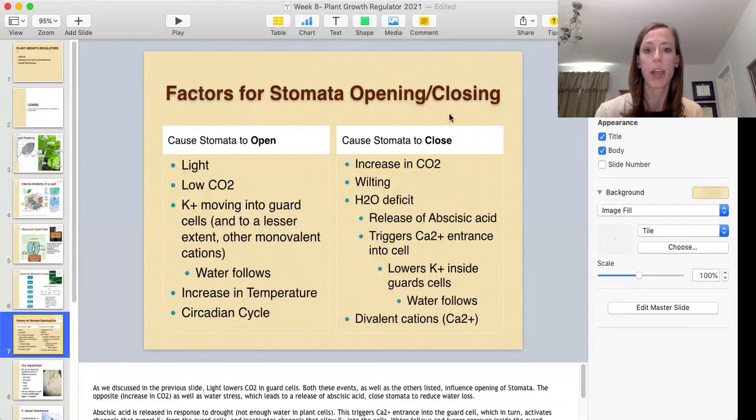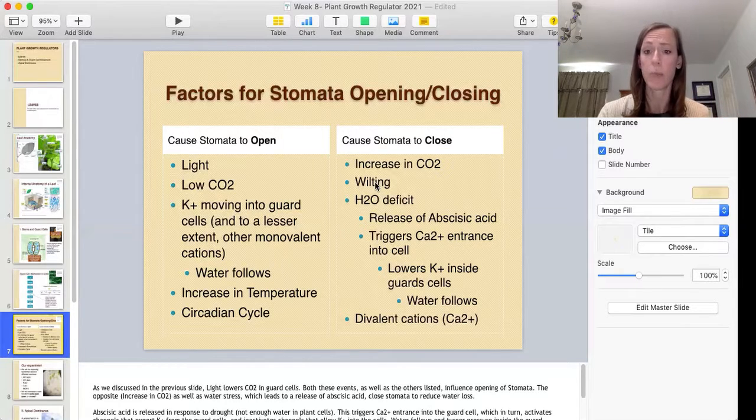Okay. On the other hand, the factors that are linked to closing of stomata are kind of the opposite end of the spectrum. So an increase in CO2 in the guard cells. If there's a lot of carbon dioxide in the guard cells, then we're not going to have the stomata open because we don't need to increase that further.